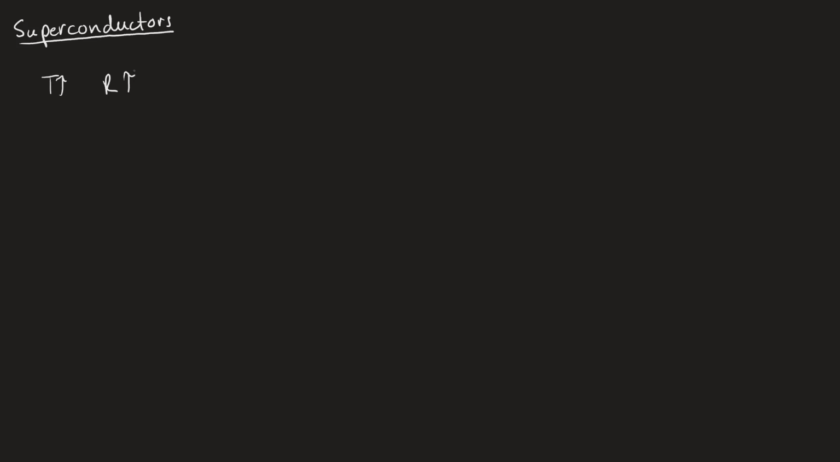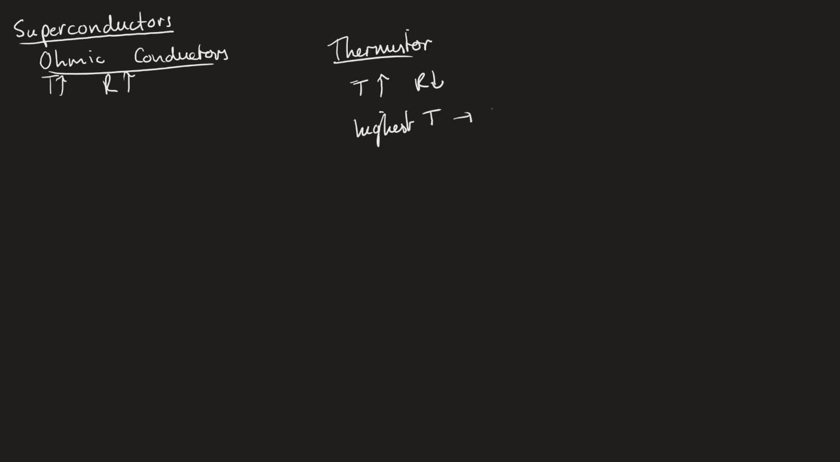Okay. Then we would say that for semiconductors, if we had a thermistor, for example, so this is for regular ohmic conductors. Then for a thermistor, we would say the opposite. We would say that if we increase the temperature, we're actually going to reduce the resistance. So in the case of a thermistor, in order to get the lowest resistance possible, we have to have the highest temperature possible.